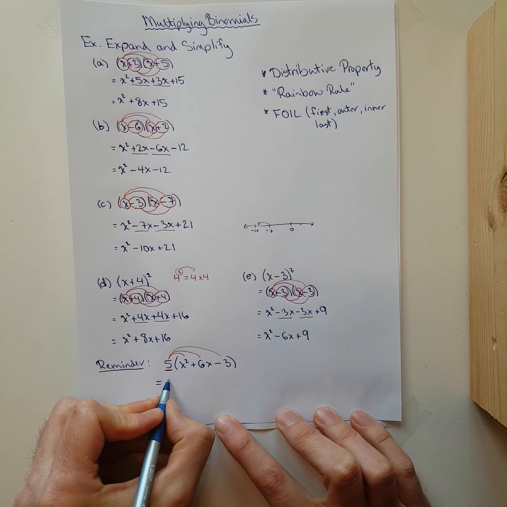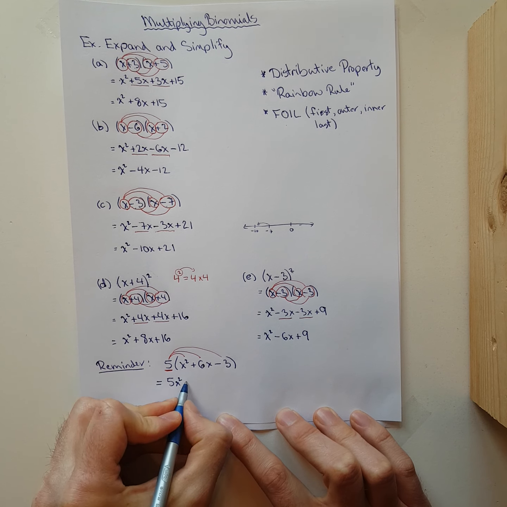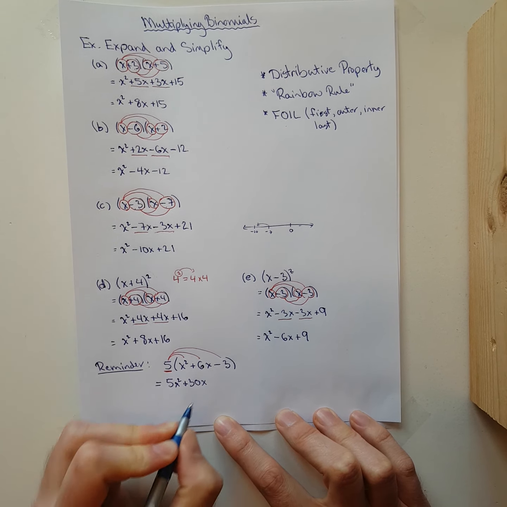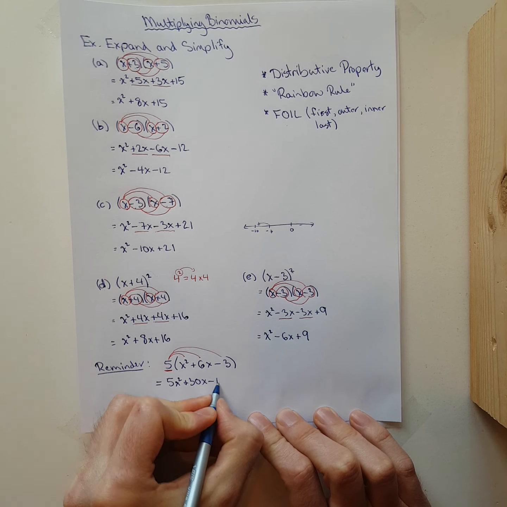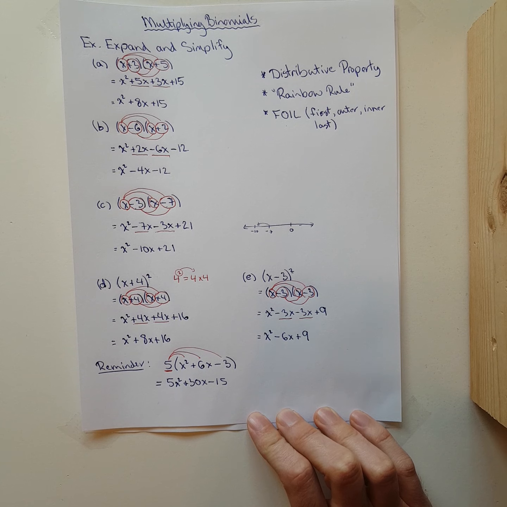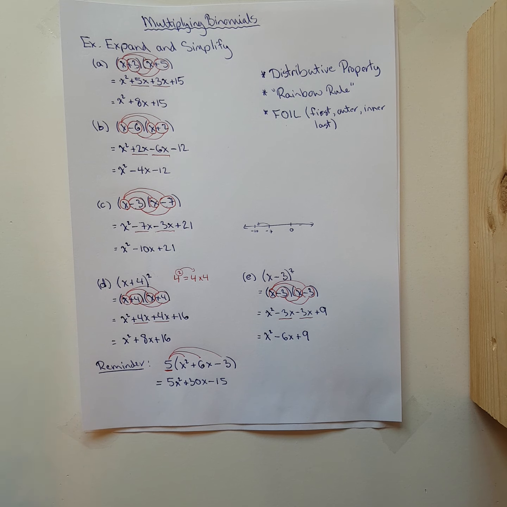And if I do that, I would end up with 5x squared. 5 times 6 would give us 30, and the x just gets carried along. And 5 times negative 3 would give us negative 15. So I'm going to give you a few practice questions with that as well. And then in our last note on algebra, after this one, we'll be putting some of these skills all together, and we'll see why we do that.